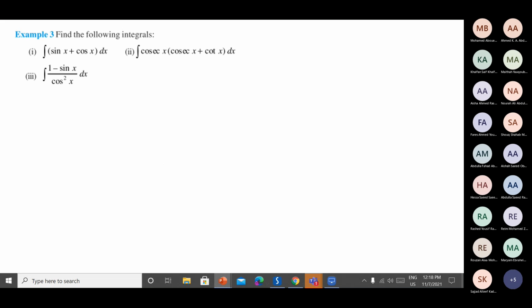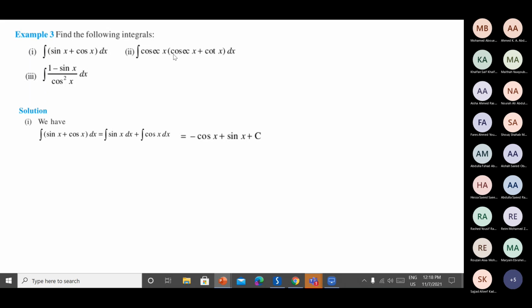Right? Let's go for this example also. For the first one, I am going to integrate sine x plus the integration of cosine x. Can you check in your table and tell me what is the integration of sine x? Minus cosine x. Excellent. What is the integration of cosine? Sine x. This is from your table, right? Yes. Let's go for the second one.